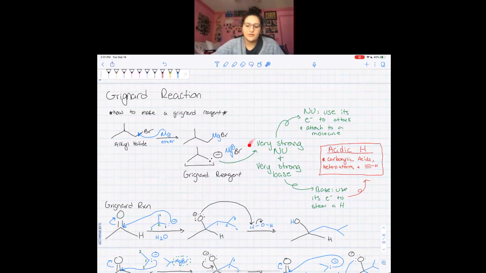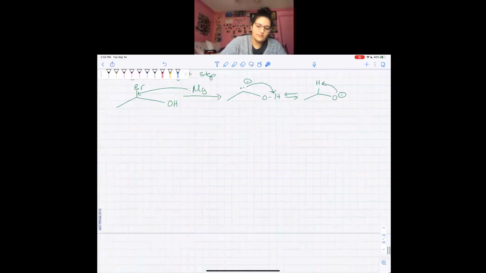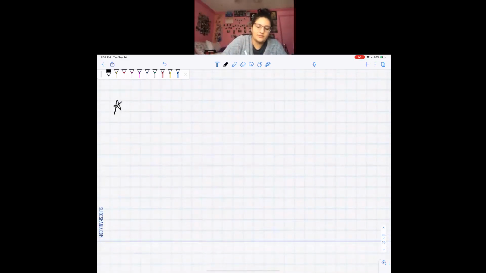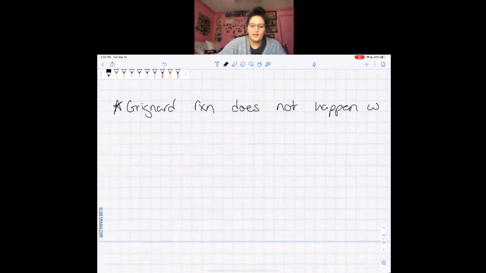So if it's acting like a very strong nucleophile, that means it's going to use its electrons to attack something and attach to a molecule. Here we can see an example of that: because it acts like a nucleophile, it attacks the carbonyl carbon and attaches to that carbon, right? So in the Grignard reaction, like it's drawn here, we want it to be a nucleophile. However, it can also act as a strong base. So if we have an acidic hydrogen present, instead of being a nucleophile, it'll act like a base and just steal a hydrogen instead of going through this reaction. So we could say that the Grignard reaction does not happen with an acidic hydrogen.